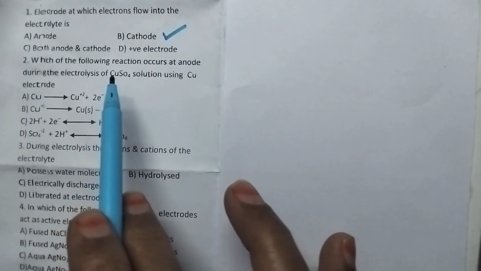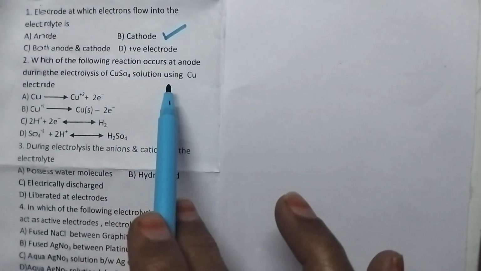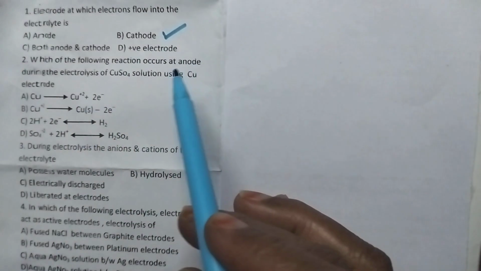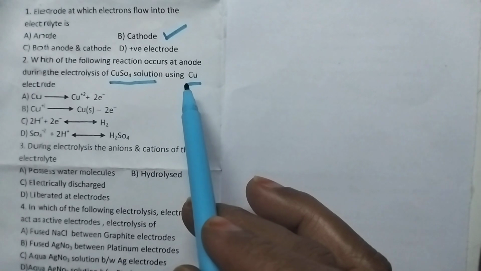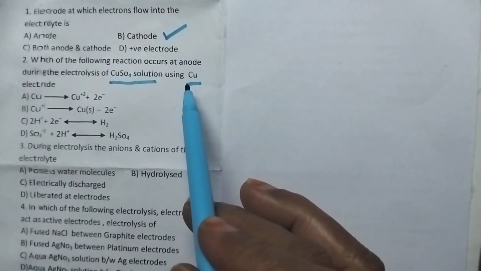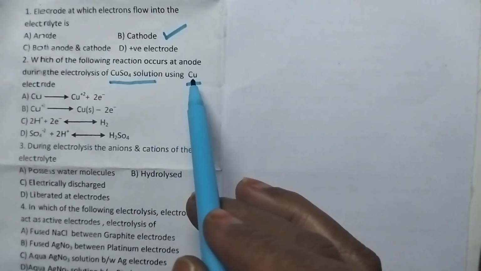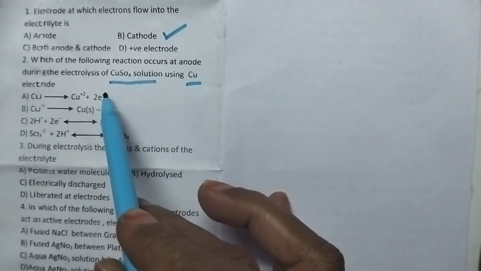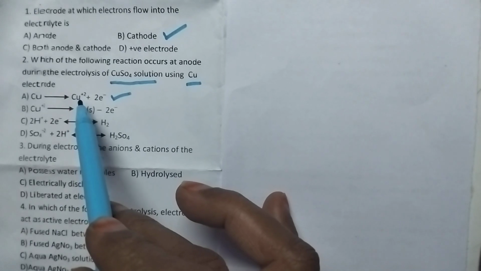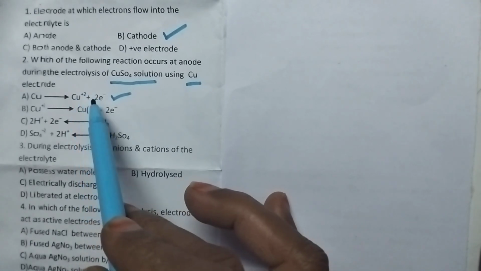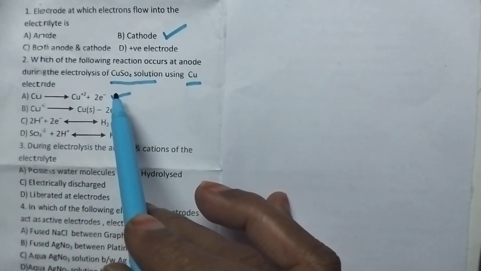Which of the following reactions occurs at the anode during the electrolysis of copper sulfate solution using copper electrode? Whenever copper sulfate solution is electrolyzed using copper electrode, that means the electrodes are active. So at the anode, the copper electrode slowly dissolves. So option A, that is copper will dissolve, resulting in the formation of Cu2+ ions with the liberation of 2 electrons, is the right answer.